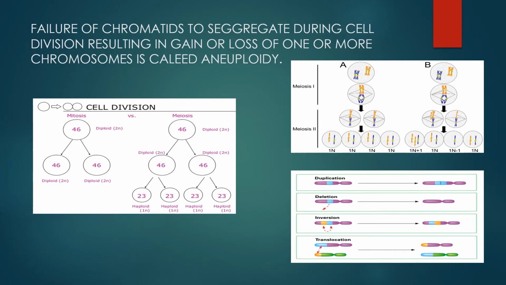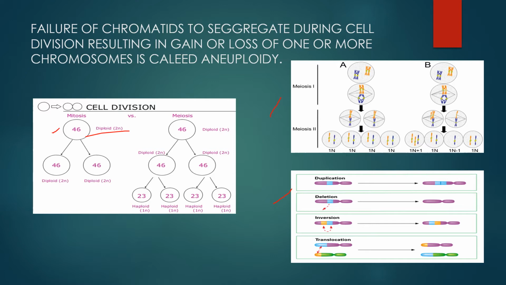Every human cell has 46 chromosomes, the diploid number. If there is any error in these chromosomes, either in the structure or in the number of chromosomes, then chromosomal abnormalities will occur. Chromosomal anomalies usually occur if there is an error during cell division.